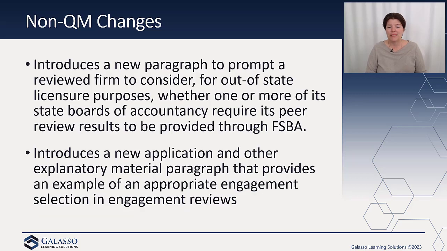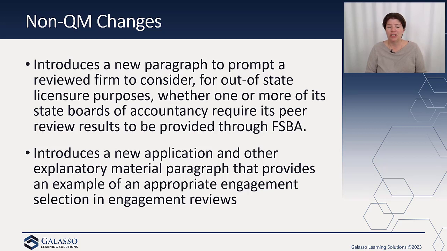And then in terms of, as we go through this, it introduces a new paragraph to prompt a reviewer to consider for out-of-state licensure purposes whether one or more of its state boards of accountancy require its peer review results to be provided through the facilitated state board access. And so obviously if you have multiple states, reciprocity, mobility, all the things that we talk about every time we go to council, the FSBA is required by some states, and so you have to make that evaluation.